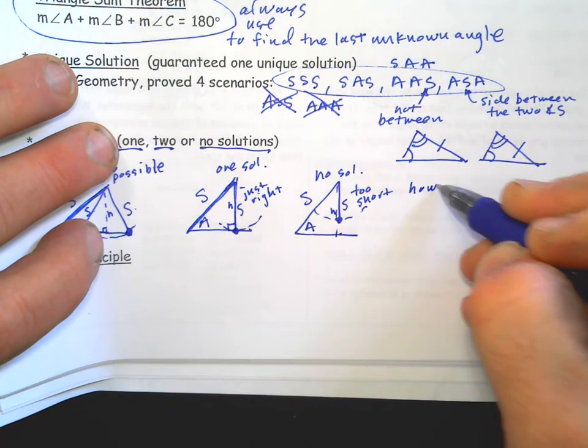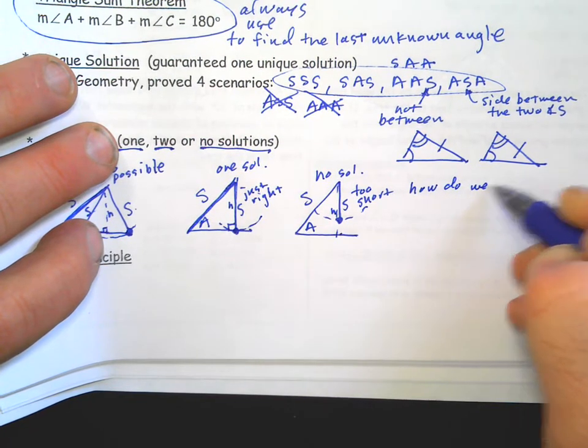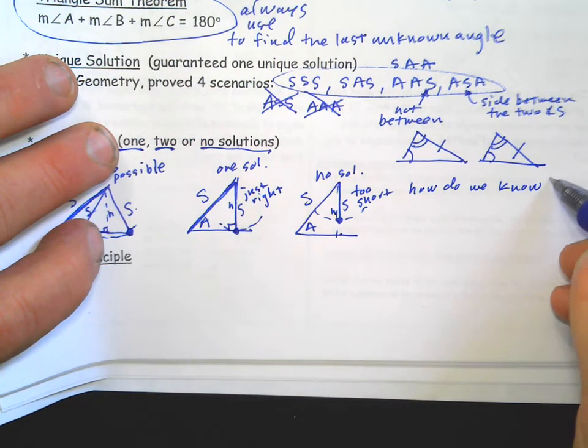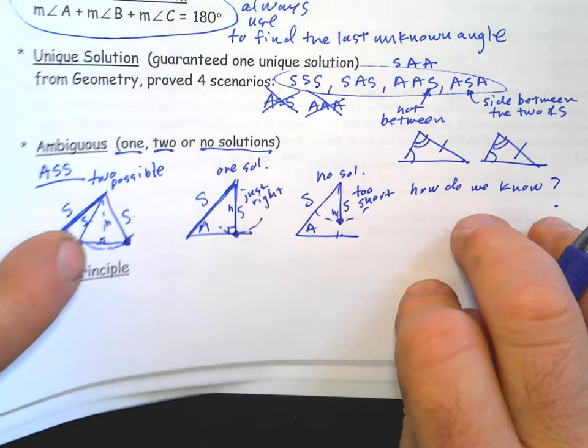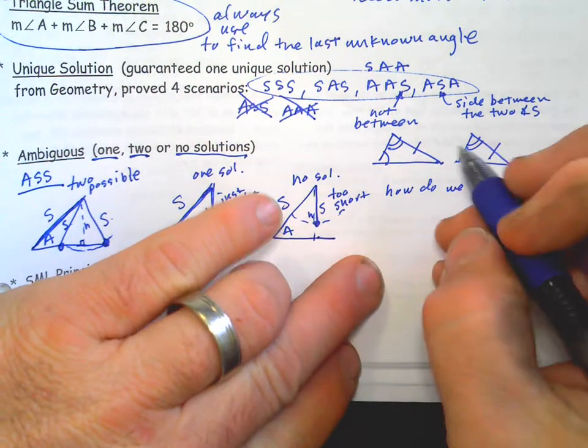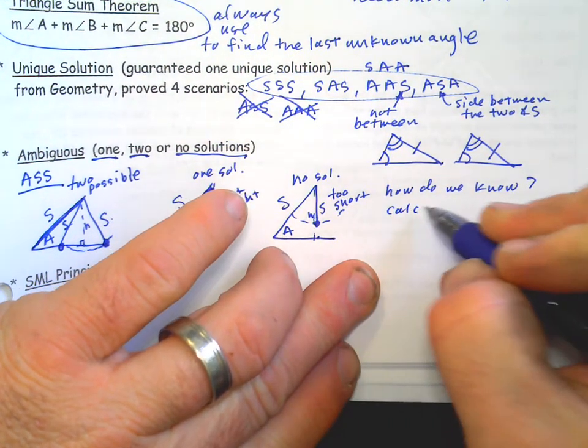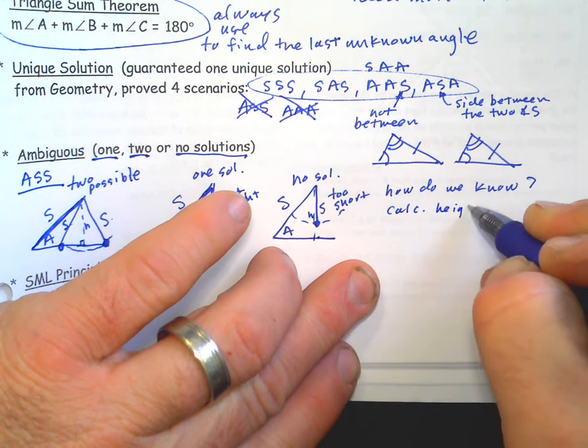How do we know which situation it is? The way we do it is we calculate the height of the triangle and we compare it.